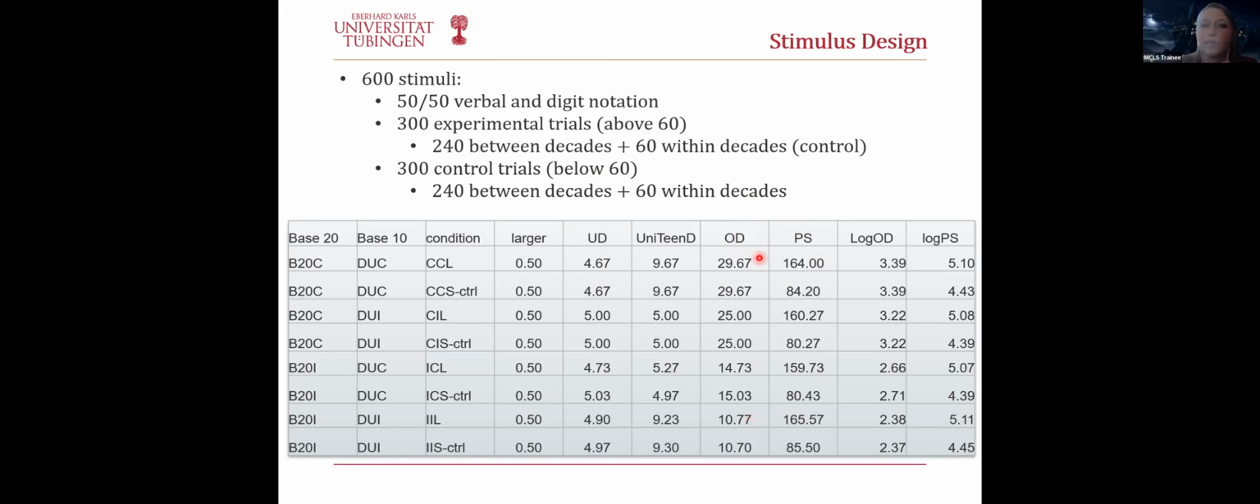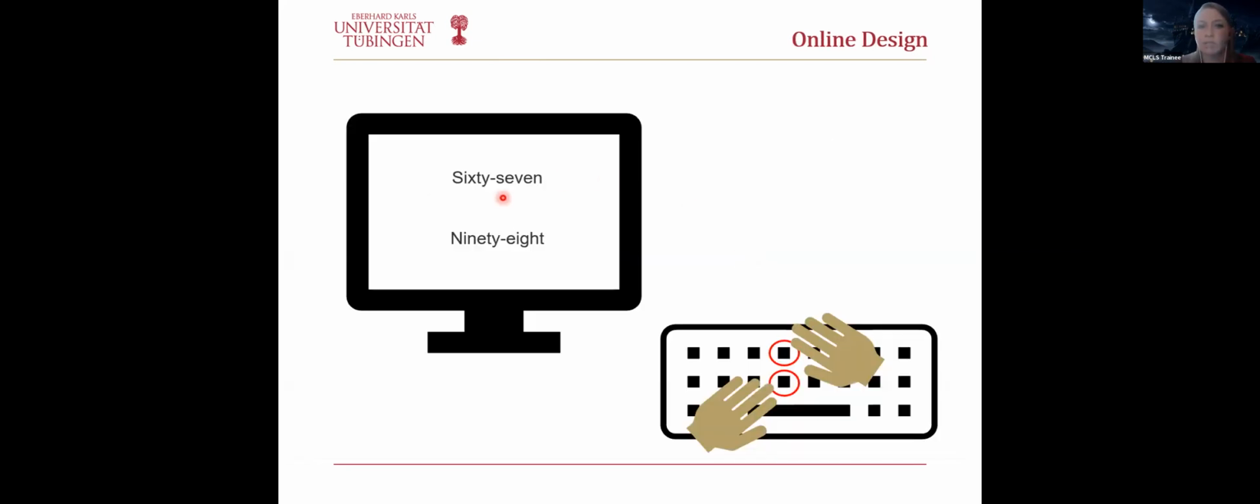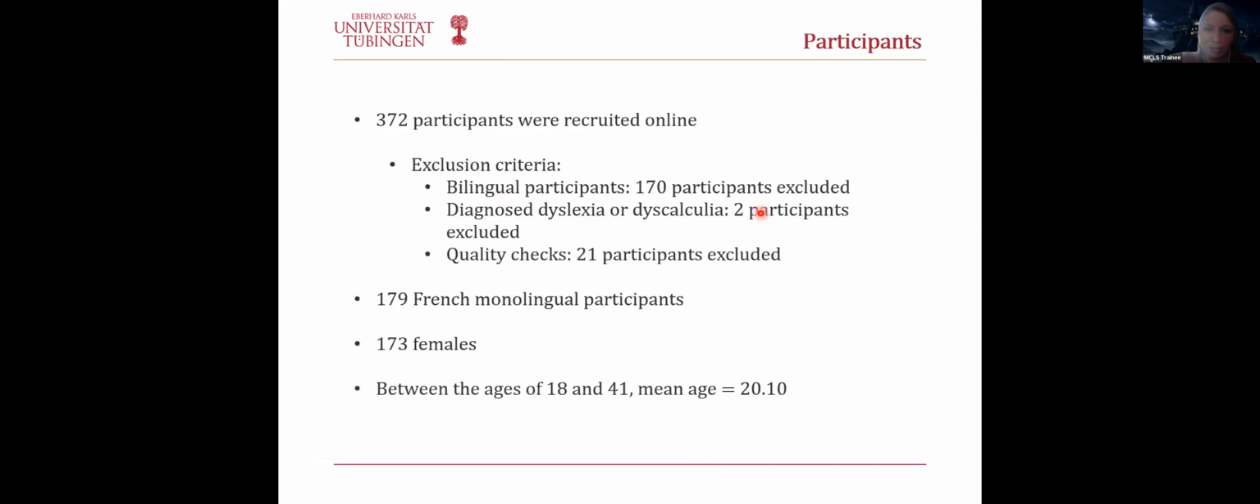So what we've done is that we created an extra 300 control trials, which are matched on overall distance and everything else as far as possible. And these are just numbers below 60, so they're control trials. What we would expect is a base 20 compatibility effect in the over 60 numbers, but not in the control trials below 60. So we asked the participants which number was larger, and we showed them both in a verbal word notation and a digit notation. And we have collected 372 participants online.